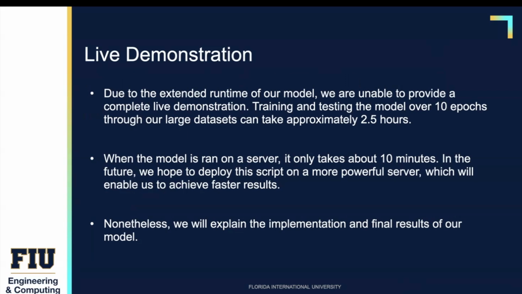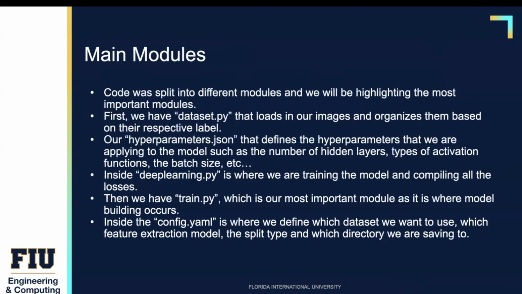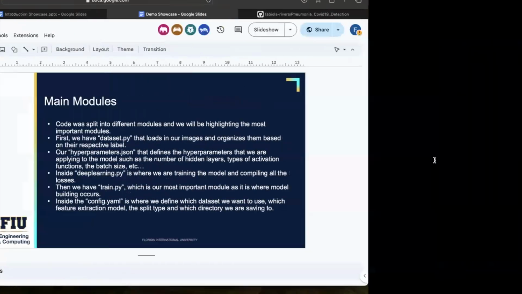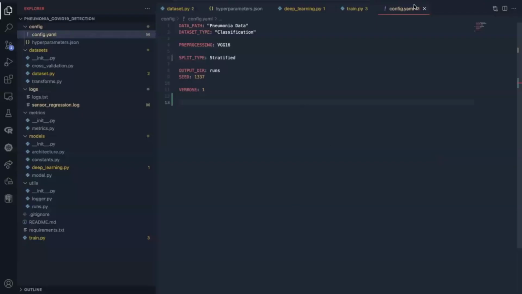In the future, we hope to deploy this script on a more powerful server, which will enable us to achieve faster results. Nonetheless, we will explain the implementation and final results of our model. So our code base is split into different files, and I'll be highlighting the most important ones. Firstly, we have the dataset.py file that loads in our images and organizes them based on the respective label.